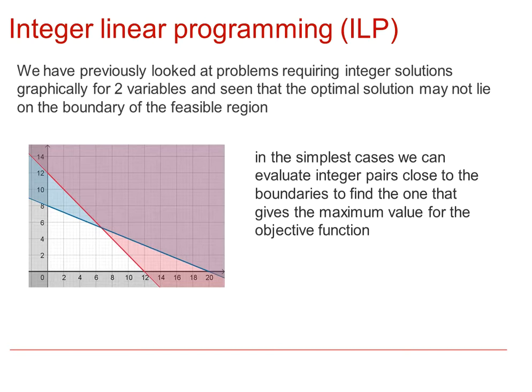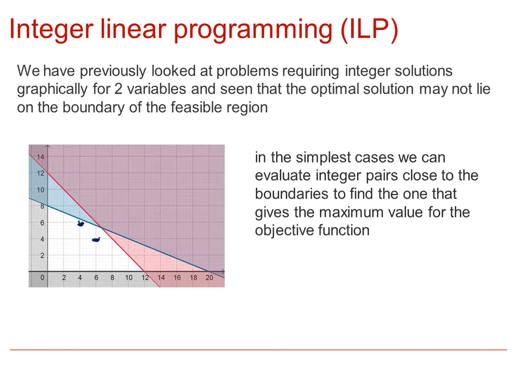In the simplest cases, we can evaluate integer pairs close to the boundaries to find the one that gives the maximum value for the objective function. So, for example, we might choose to look at 6, 4, or indeed 4, 6. And we would be able to evaluate the objective function at these coordinates.